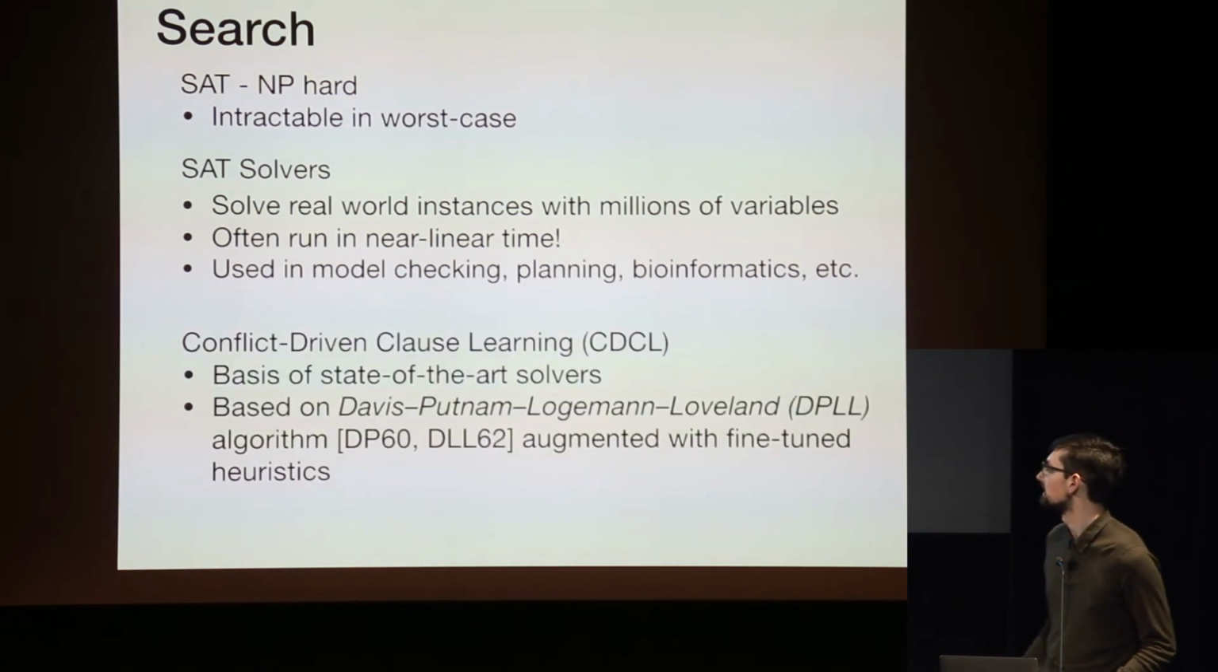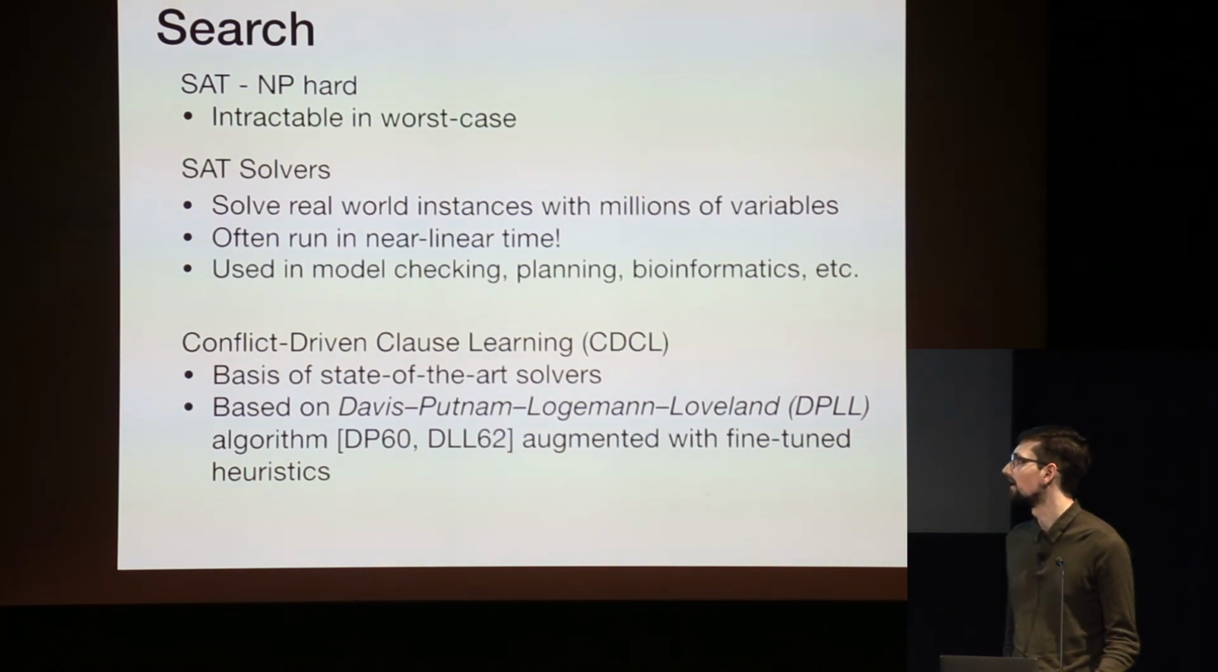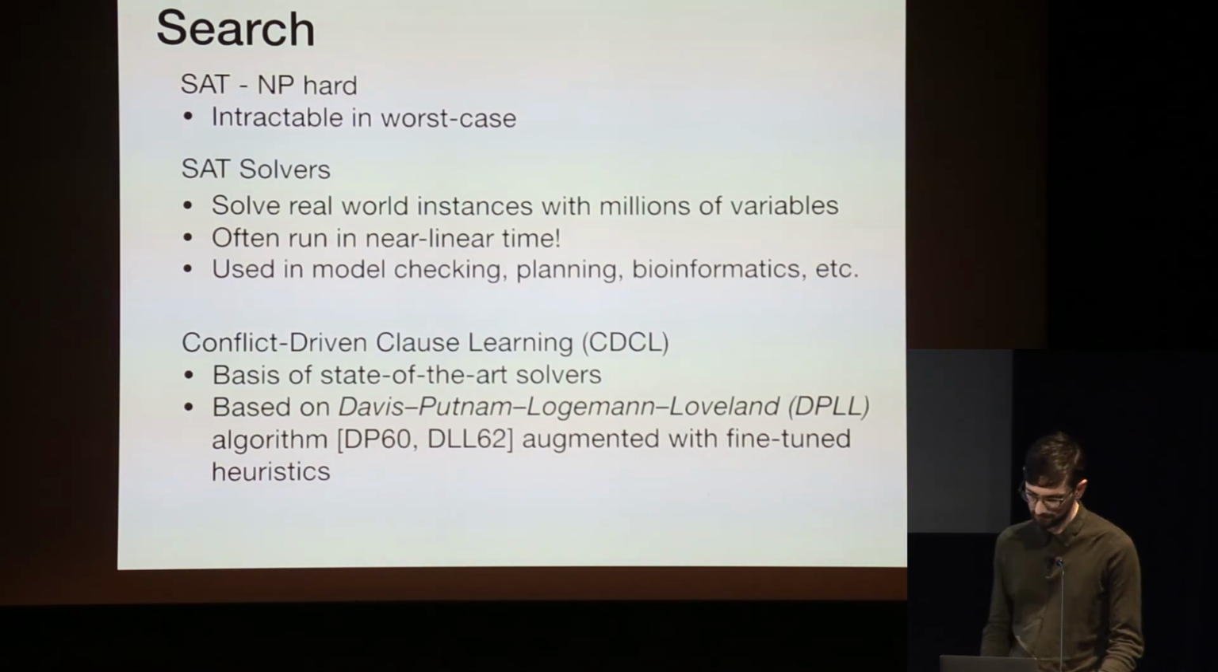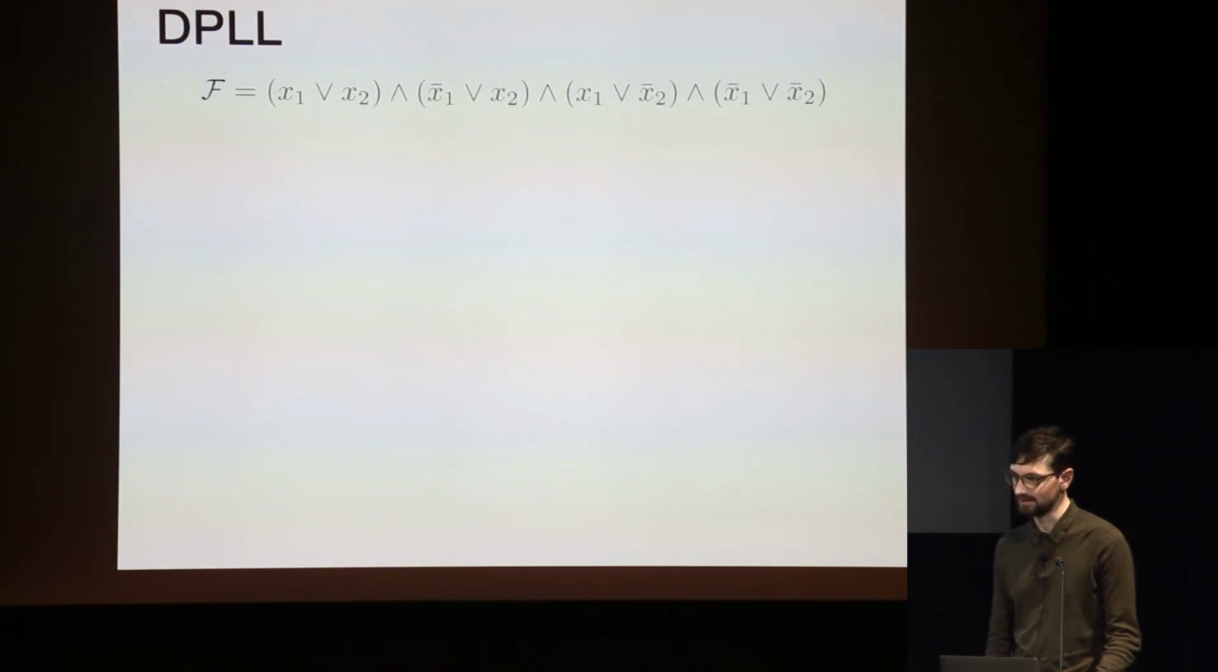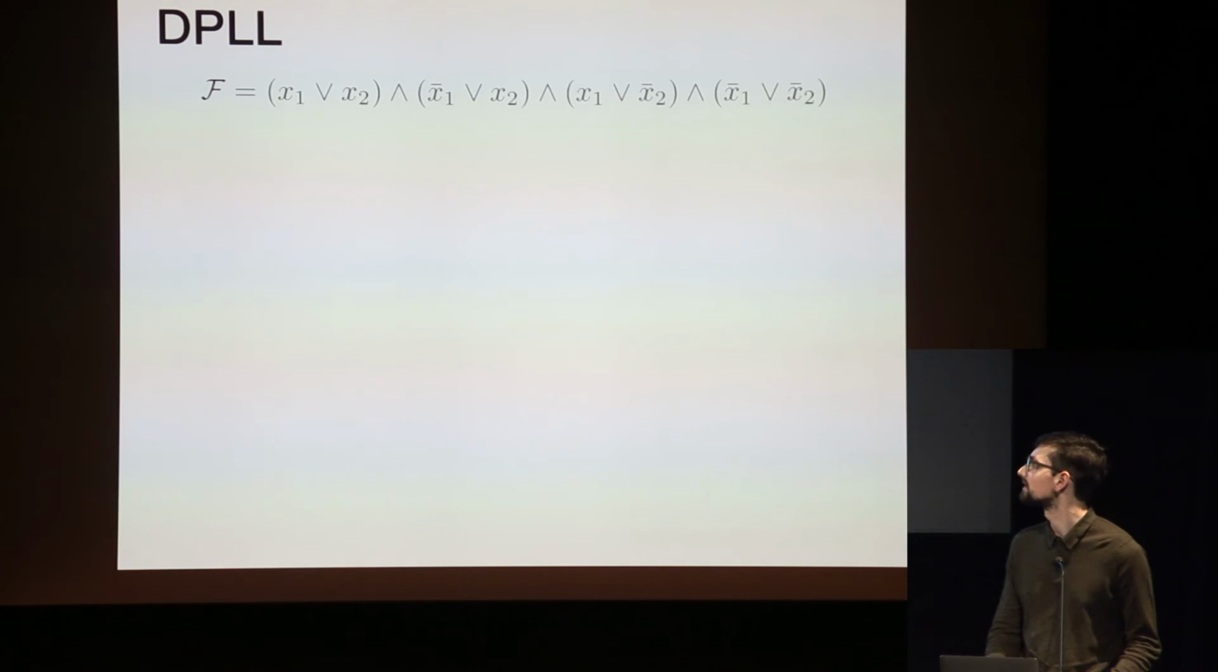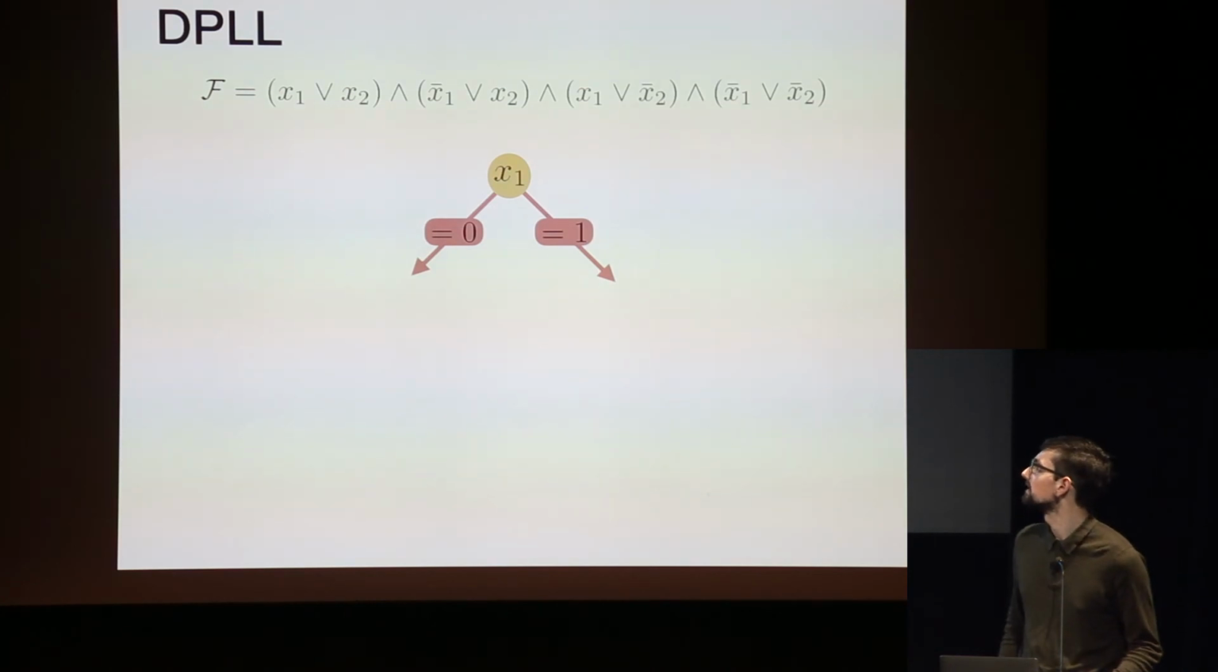Most of the state-of-the-art SAT solvers are based on the conflict-driven clause learning algorithm, which is a modification of the basic DPLL algorithm from the 60s, augmented with a bunch of fancy heuristics, as well as a couple other tricks. DPLL is the most basic backtrack search algorithm you can think of. You start with a CNF formula, and you want to find a satisfying assignment. So you pick a variable. You branch on whether that variable is true or false.